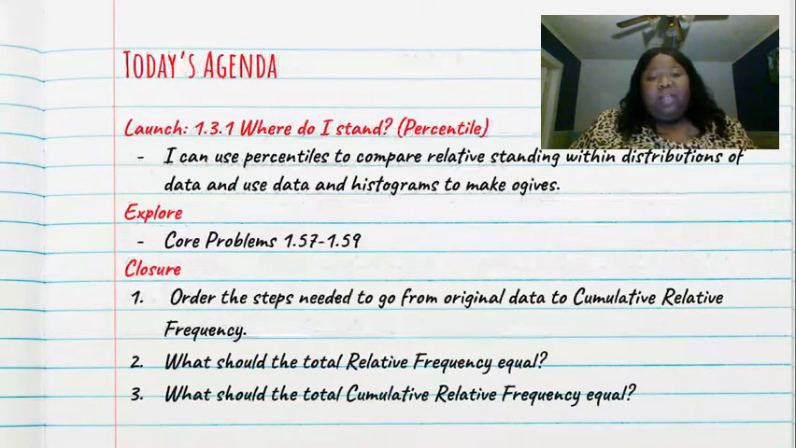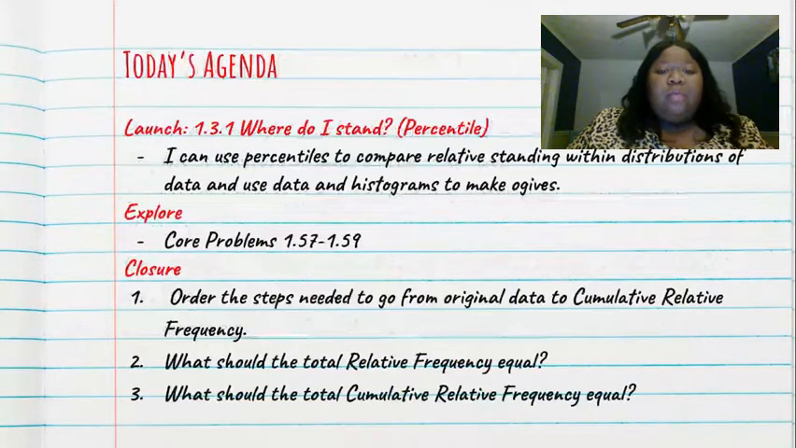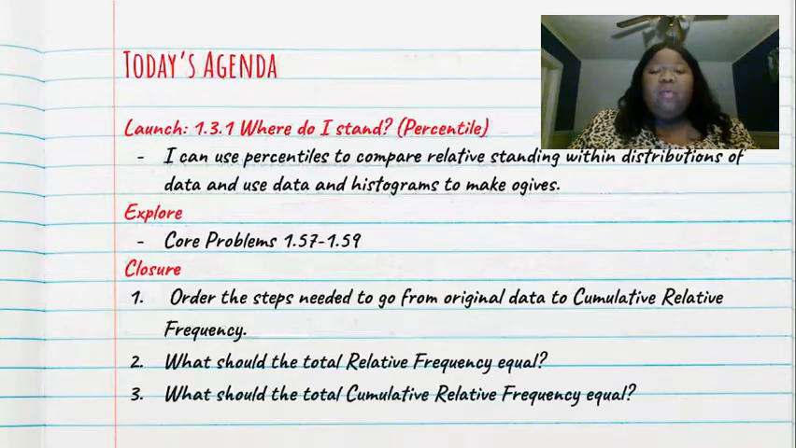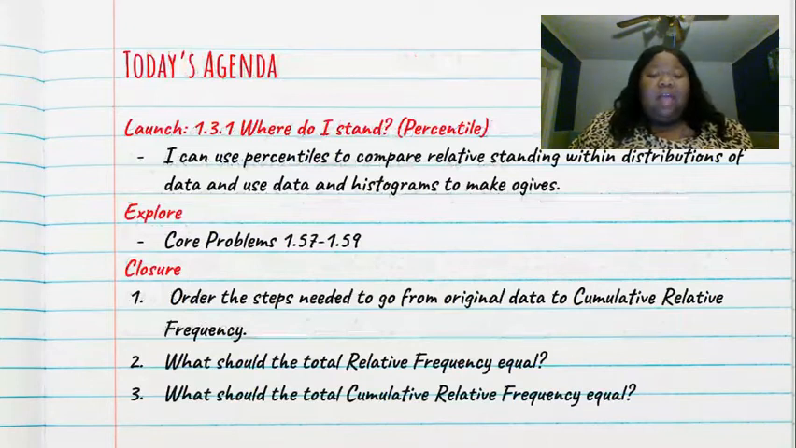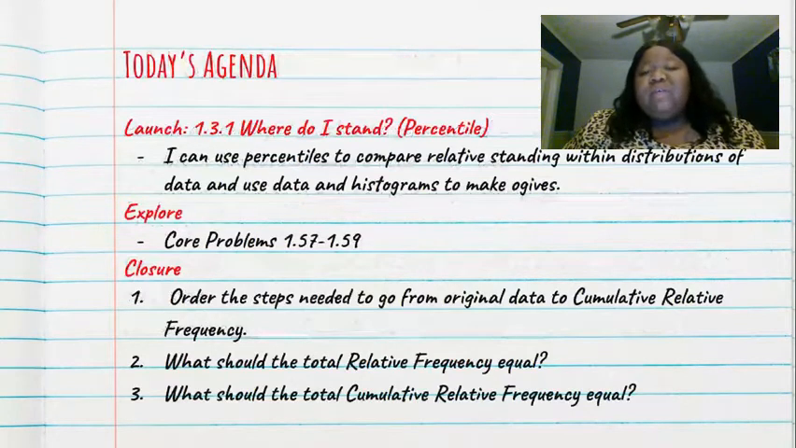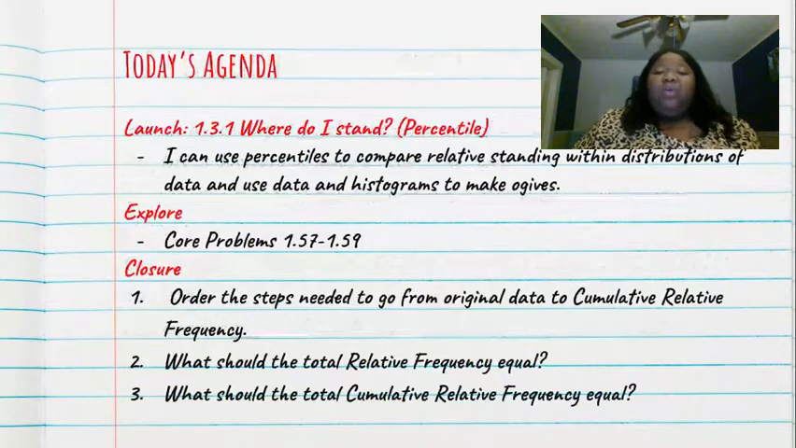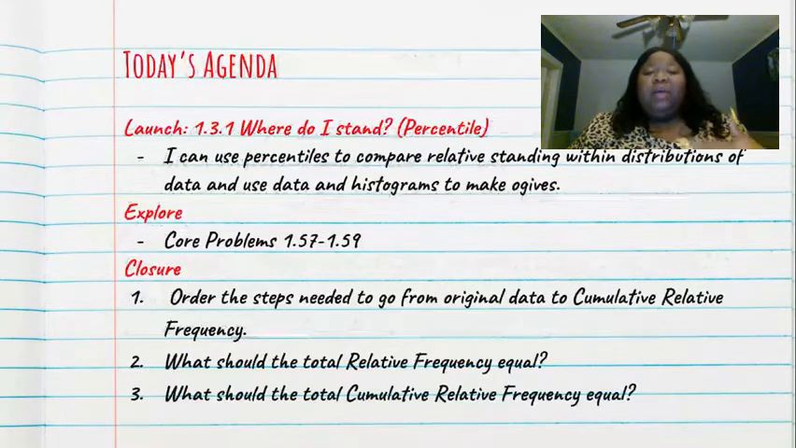Your core problems for today are 1.57 through 1.59. These problems are dealing with using your regular data table and answering questions based off of that, creating relative frequency tables, and then creating cumulative frequency tables, and then using those cumulative frequency tables to make ogives and answer questions based off of your data table that you came up with.